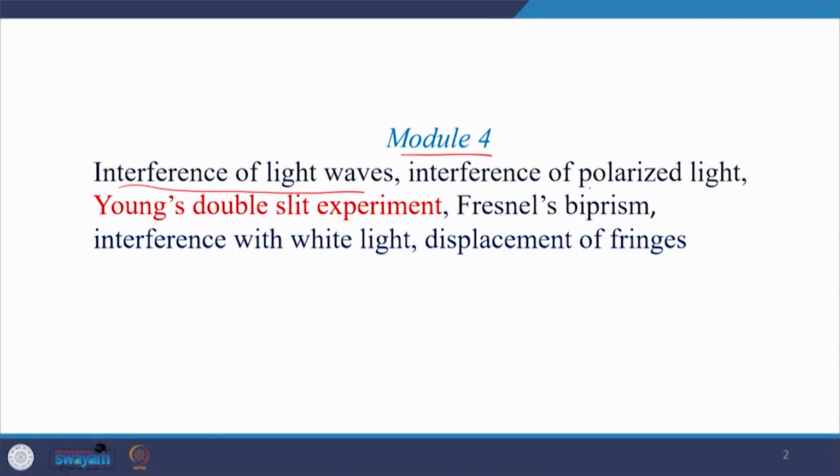We also talked about the role of polarization in the formation of interference fringes, and we also touched upon Young's double slit experiment in our last class. We studied the experimental arrangement, experimental setup, and we talked about the fringe positions, and then we talked about fringe width. Now, once these things are known, in today's class we will solve a few examples.